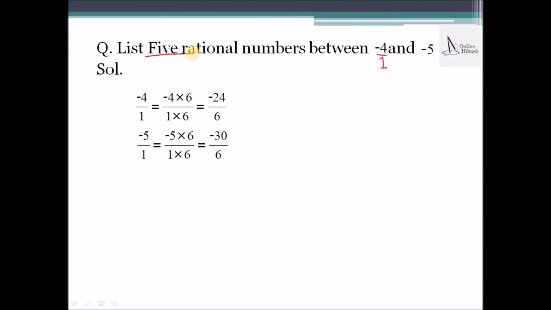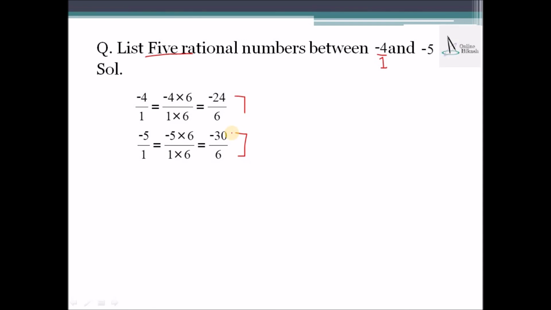So minus 24 by 6 and minus 30 by 6. Let's not waste time. In between them, can you tell me what the numbers are? From minus 24 and minus 30, minus 24 will be at the left of the number line, and minus 30 will be at the right. Okay, so minus 24 and minus 30, what are the numbers in between them?